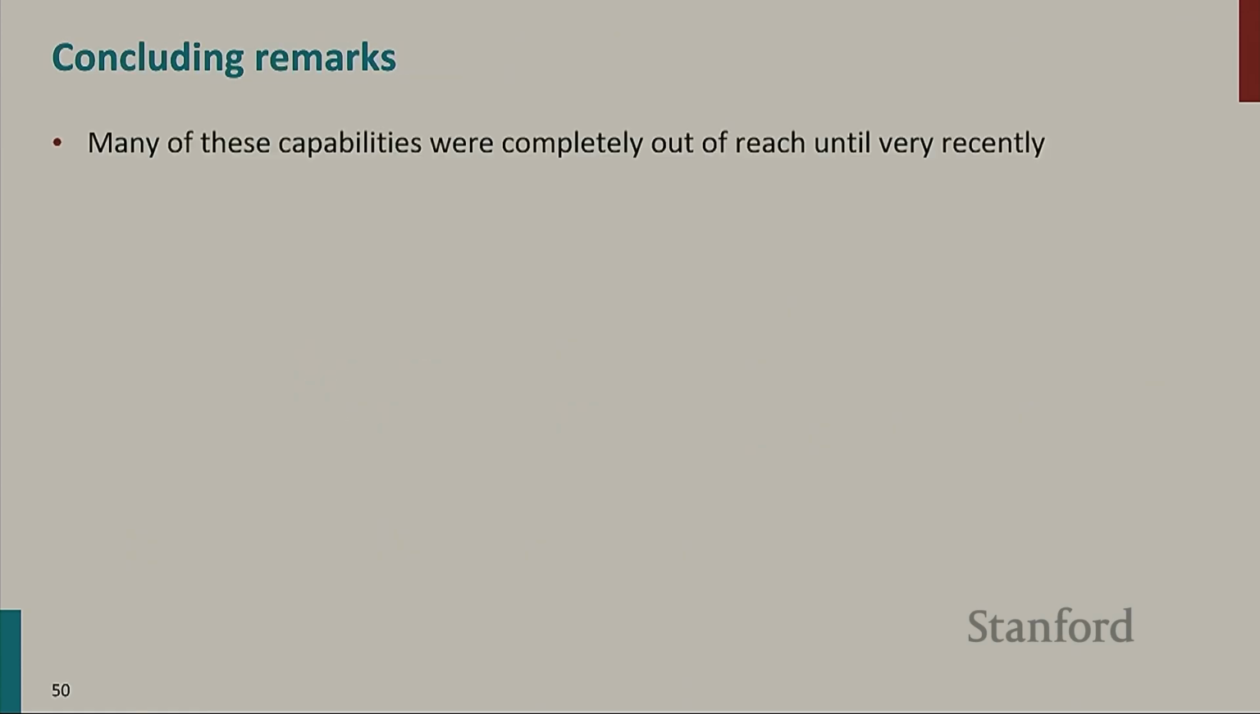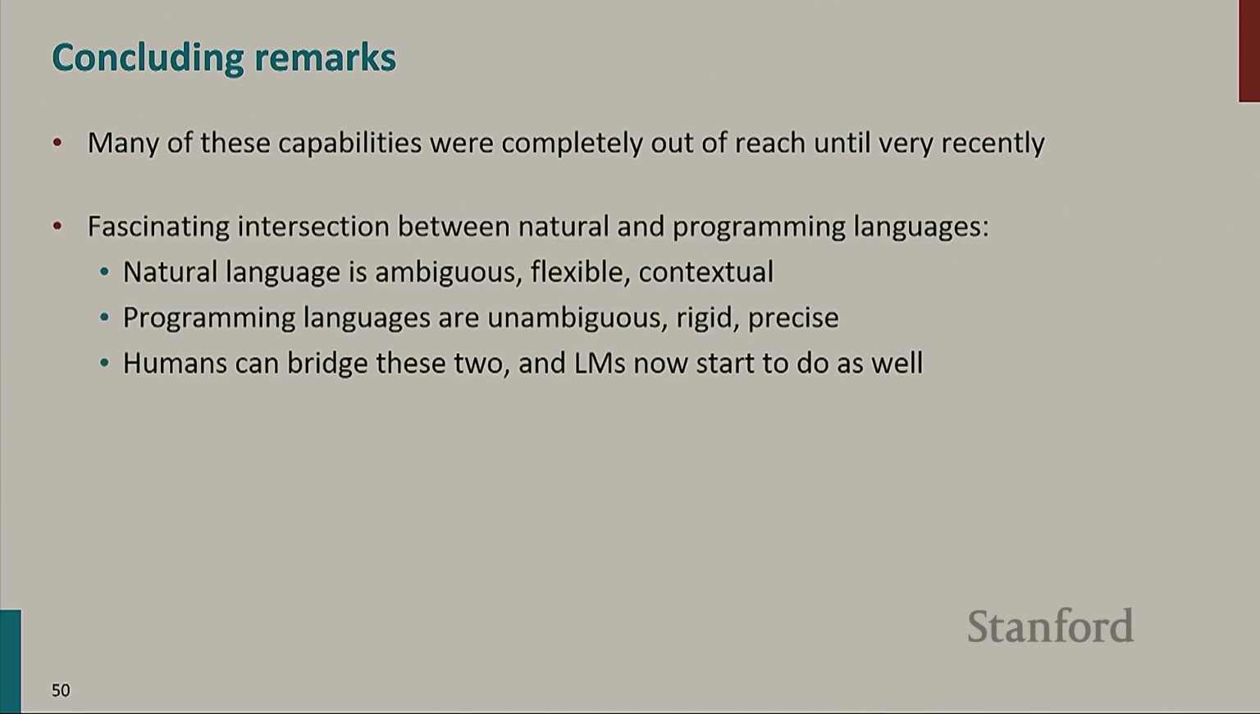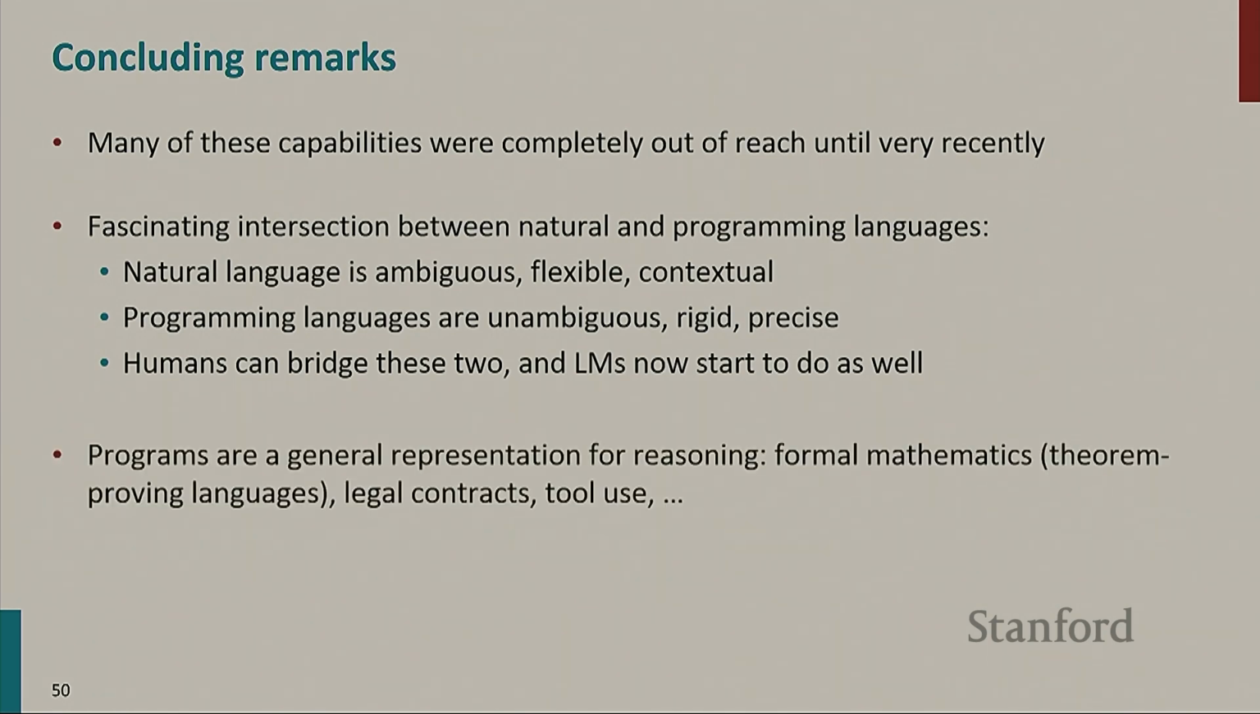And yes, so just to conclude, a little bit past time, a lot of these capabilities were completely out of reach even a few years ago. So this is a really exciting time to be watching this happen. And I think there's a fascinating intersection here between natural language, which is extremely ambiguous and flexible and contextual, and we do it so easily, and programming languages, which are these extremely rigid languages. You forget a parenthesis and the compiler has no idea what you're trying to do anymore. And we can bridge between these two worlds very easily, right? And now language models are also starting to.